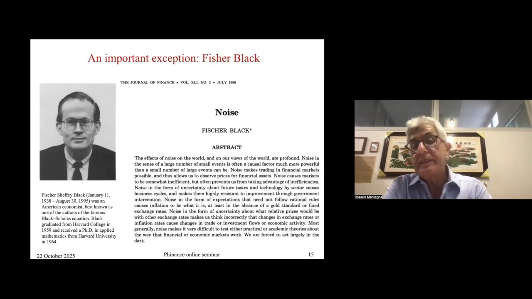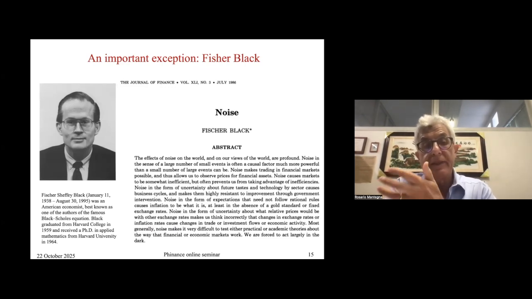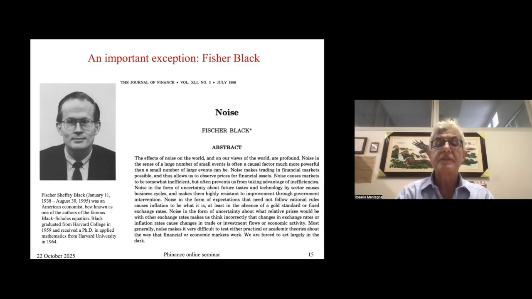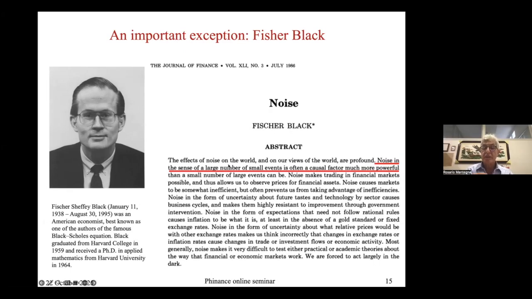This view was raised by one of the best finance theorists, Fischer Black, the father of one of the most important models in quantitative finance, the Black-Scholes equations. In a paper of 1986, Fischer Black highlighted the fact that noise has a profound role in financial markets. Noise, as Fischer Black saw it, in terms of a large number of small events, can cause dynamics by itself. And in fact, it is one of the reasons why you have a liquid market.